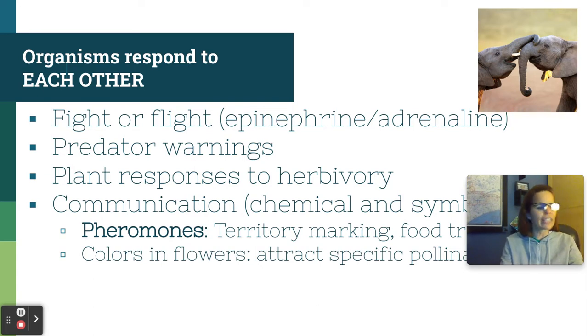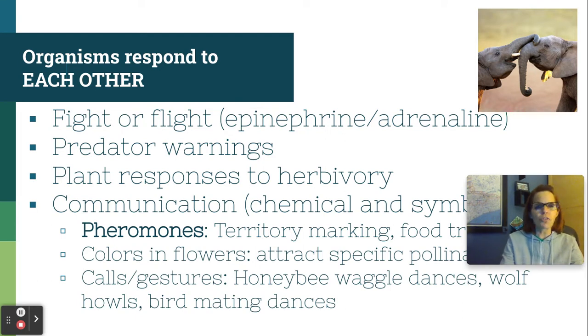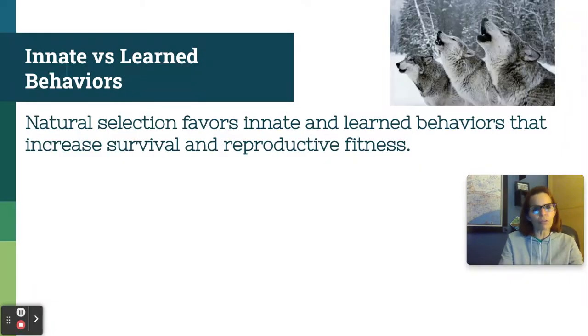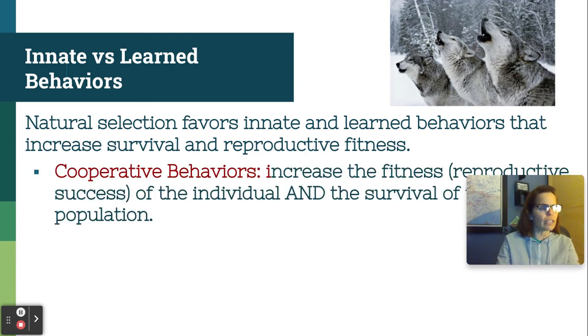But then there's other types of communication, like colors in flowers that can attract specific pollinators, or certain calls or gestures. The honeybee waggle dance is an example of a symbolic form of communication. Wolf howls are symbolic. Bird mating dances, those are all forms of communication. And then we talked about innate versus learned behaviors. So innate is genetically programmed and they automatically do it. Learned is due to experience. So no matter what, those behaviors have to increase survival and reproductive fitness.